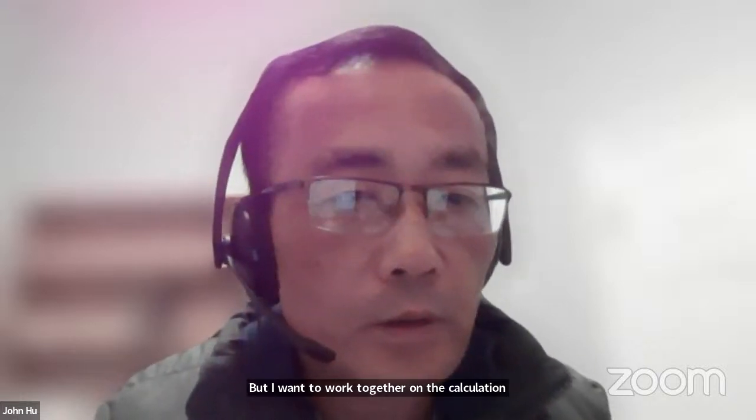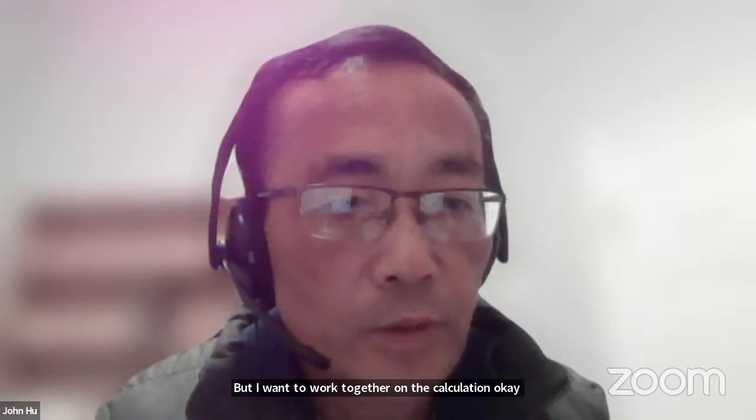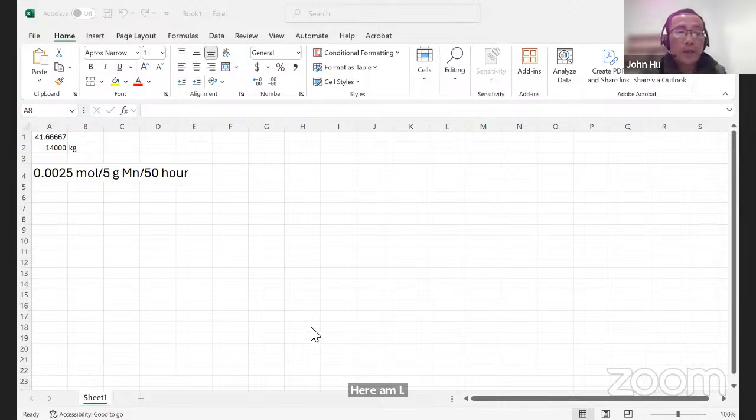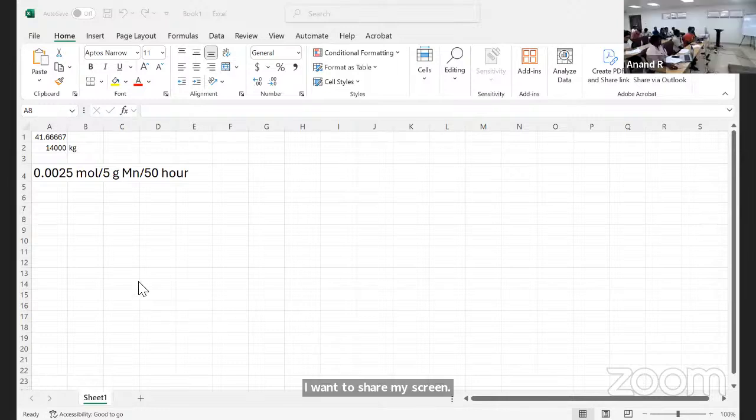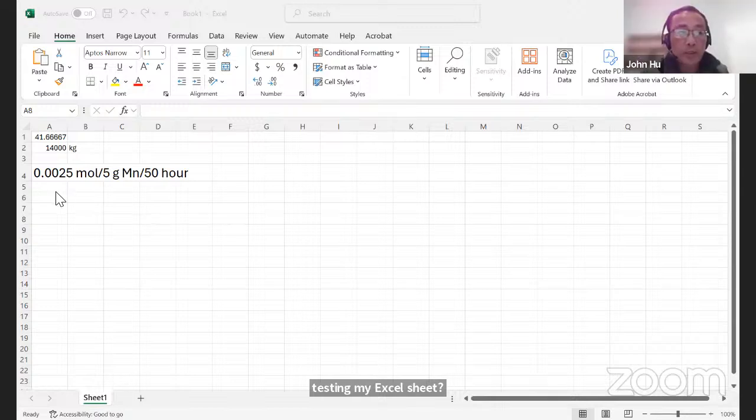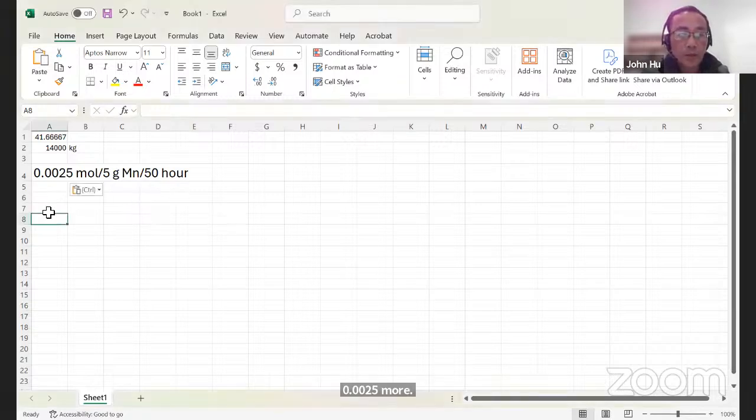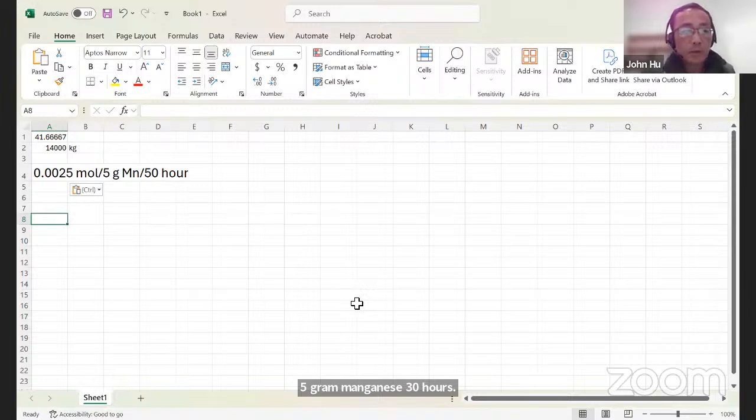Here, I want to share my screen. Can you see my Excel sheet? Yes. Oh, okay. All right. So this is very important data: 0.0025 mole, 5 gram manganese, 50 hours. I'm converting now, okay, step by step. So what does it mean?